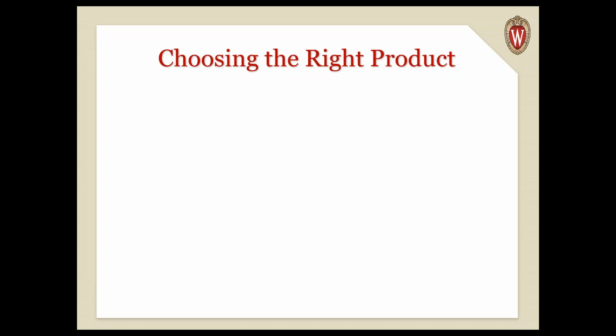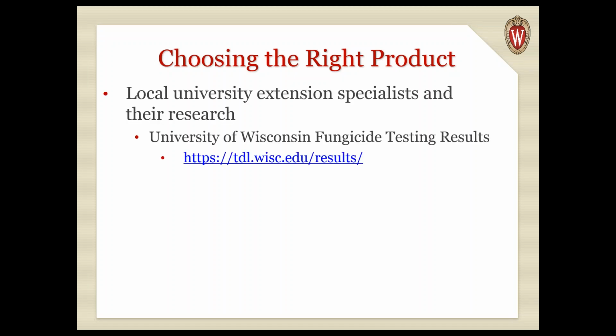So what are some resources that could help you choose the right product for the right disease? I would argue your local university extension specialist and their research is a great tool. We list all of our fungicide testing results on our diagnostic lab website. You can see the web address there. But based on where you're located in the country, locate your local extension specialist and get their opinion.